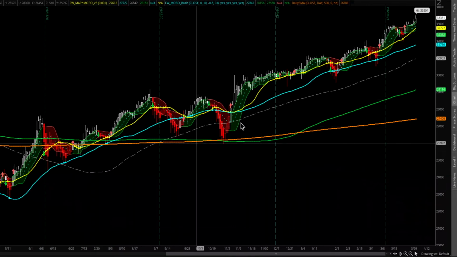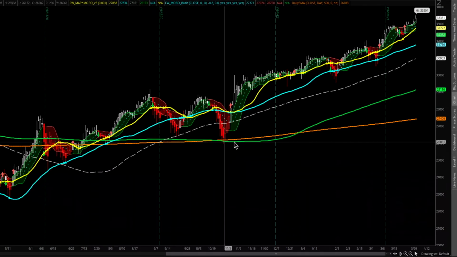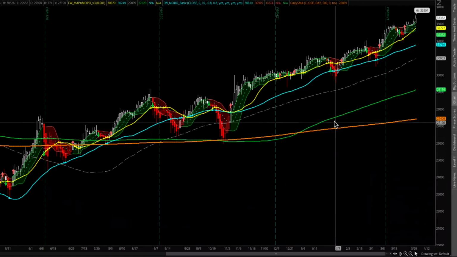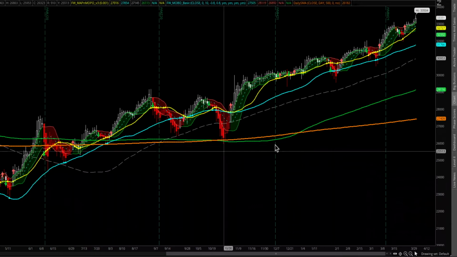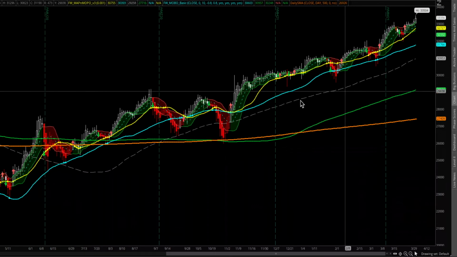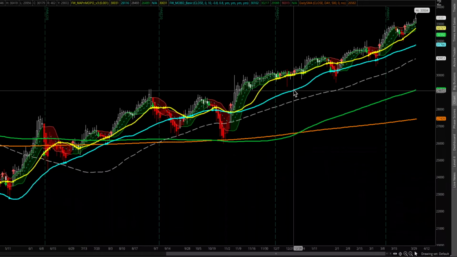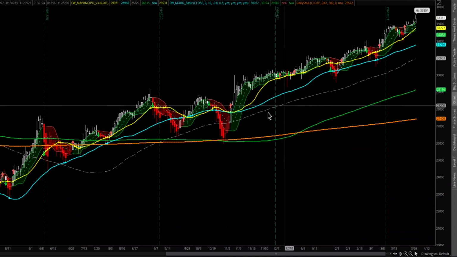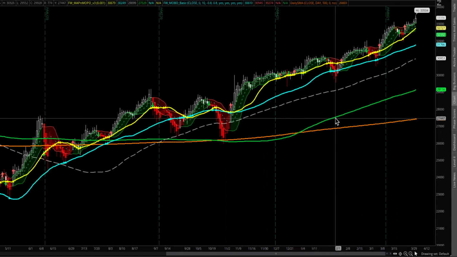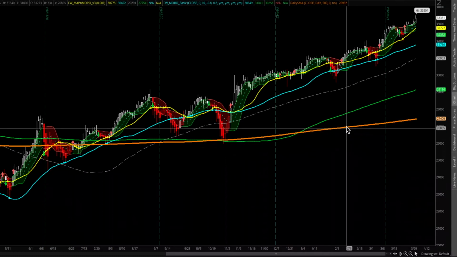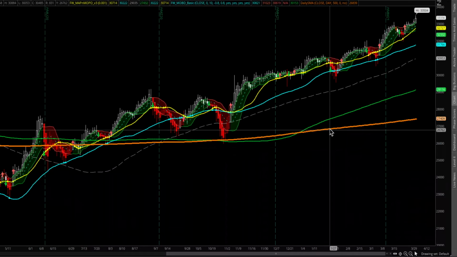So the strategy is you want to buy when price action is above the 200 and the 500. Mostly the 200, because the 200 is your main one. If price action is above the 200, let me explain this better. The 20 simple moving average is the yellow. The 50 is the blue. The 100 is the gray one that's kind of dashed out. And the 200 is the green. The brown one is the 500. So from 20, 50, 100, 200, 500.